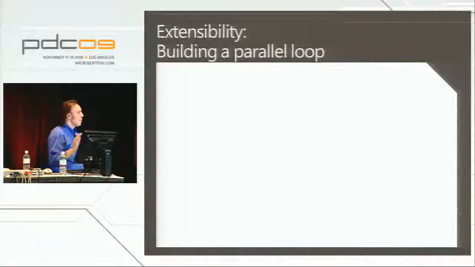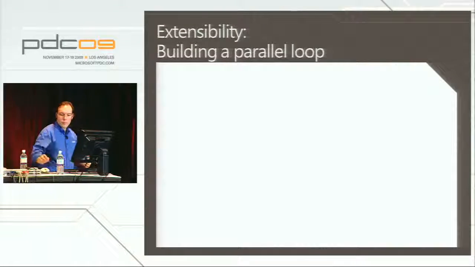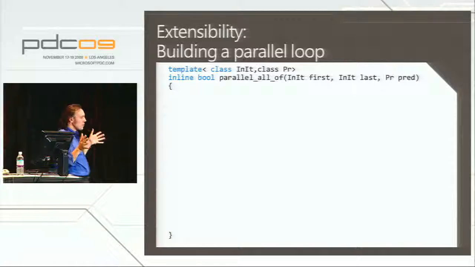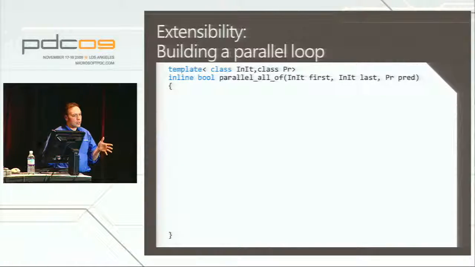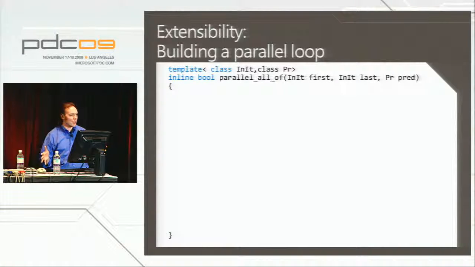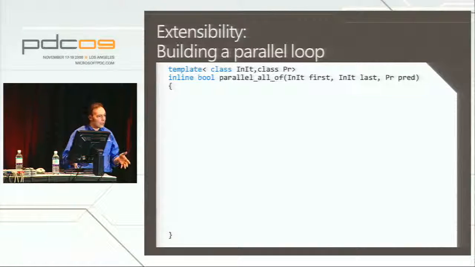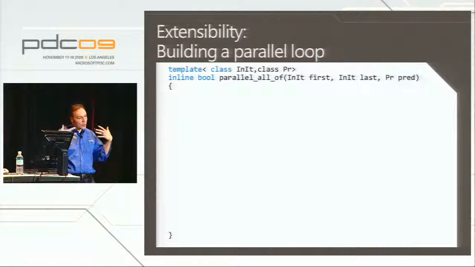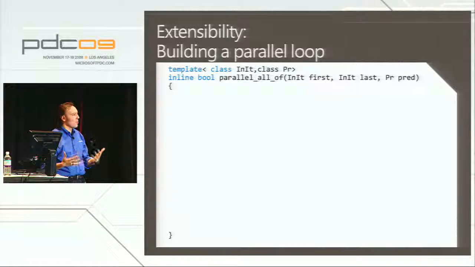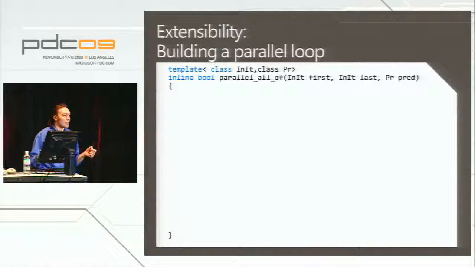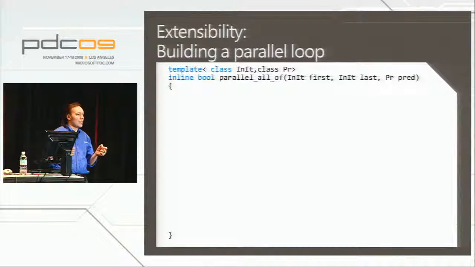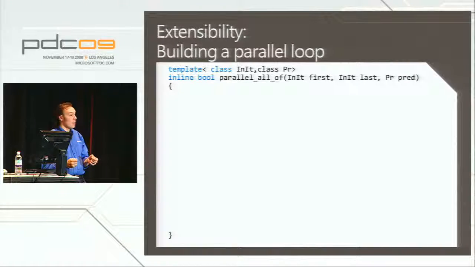All right, building a parallel loop. Step 1, let's just write that we have a loop. This is parallel all of. So all of is a nifty little algorithm that was added in C++0x. It's in algorithm in Visual Studio 2010. It just says, give me some predicate and return true if that predicate is true for all of the items in the collection. This is really interesting, because if I have a predicate that's expensive to compute, I can actually use cancellation to exit out early, right?